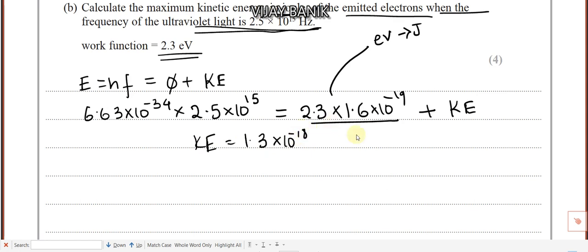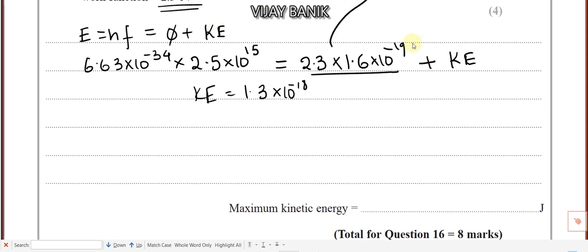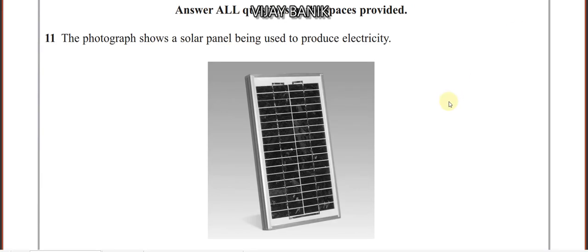I hope you guys understood the answer for this question as well. Okay, so this is another question from January 2012, Unit 2, GCE.